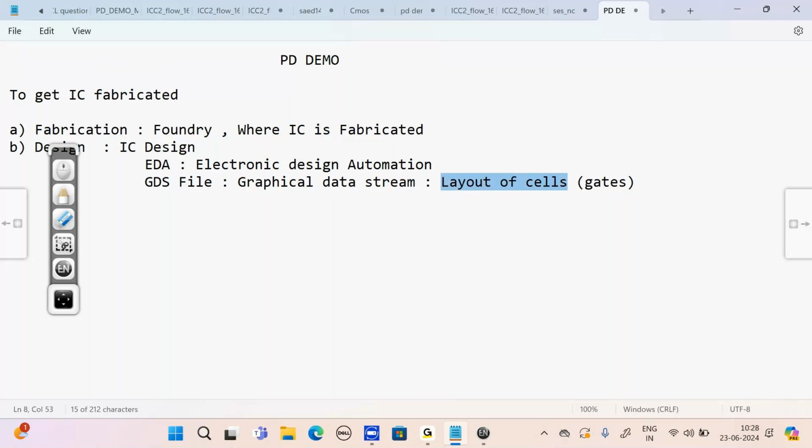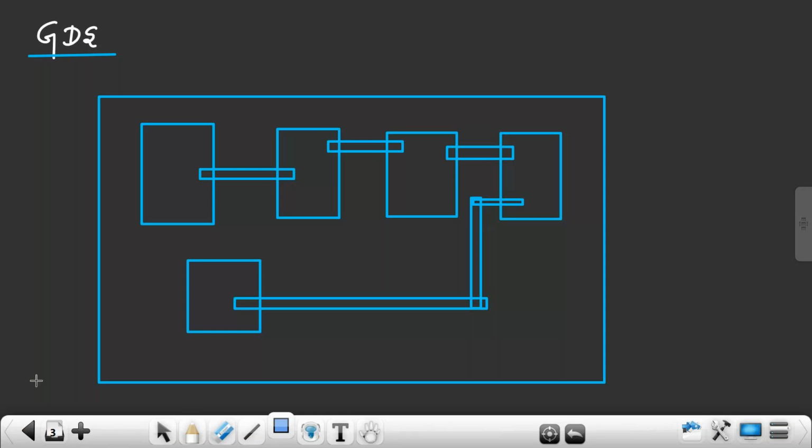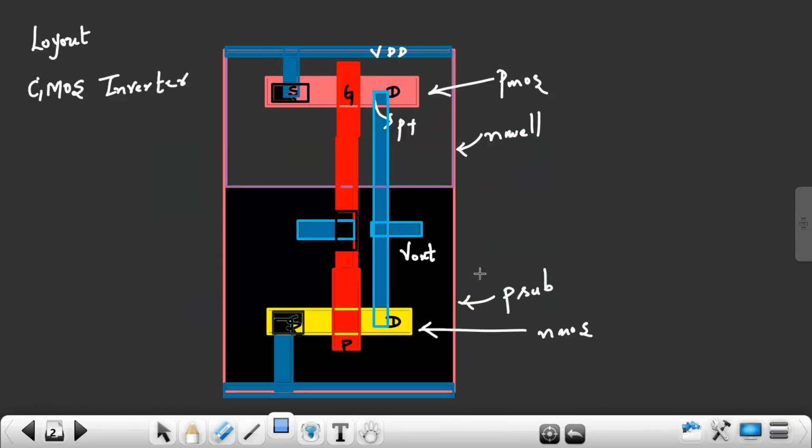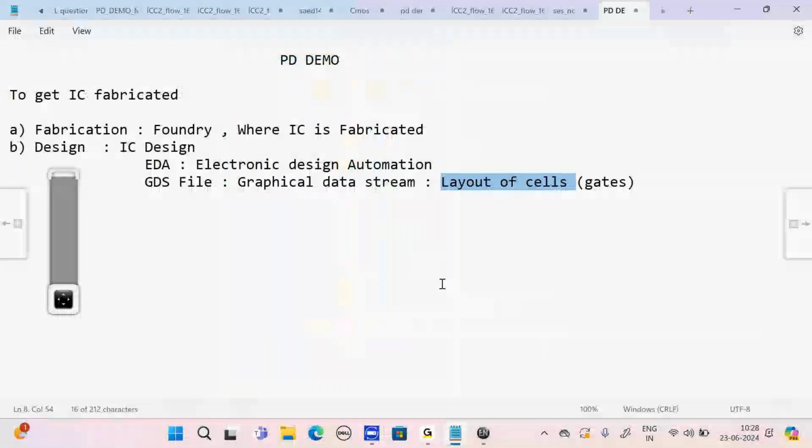So now you understood that we are going to give the layout of cells to the Foundry, right? Foundry is a place where an IC gets fabricated. Design is a place where we engineers are working to design an IC. So we are going to create the layout of cells, where the cells are connected, and each thing is a layout like this. This we are going to give to the Foundry, and Foundry will fabricate the IC for us.